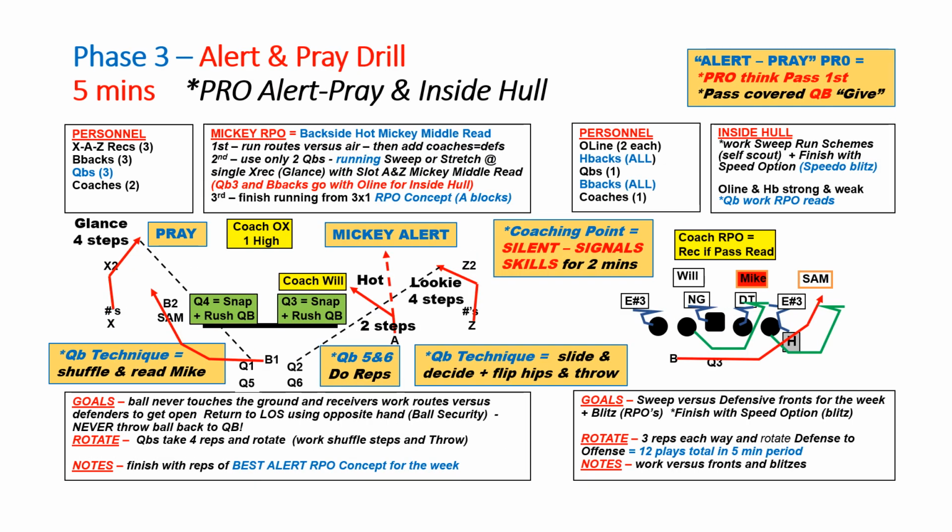Phase 3 is we go to what we call our alert and pray drill. This is where now we're going to take our RPOs and do our PRO, thinking pass first. You can see now we're going to have 2 quarterbacks going with the receivers in the back, and we'll be able to get split field action both ways. Again, the line's going to be working now, the schemes doing inside hull. And in this we can add a 3rd quarterback and the running back so we get full phase here.